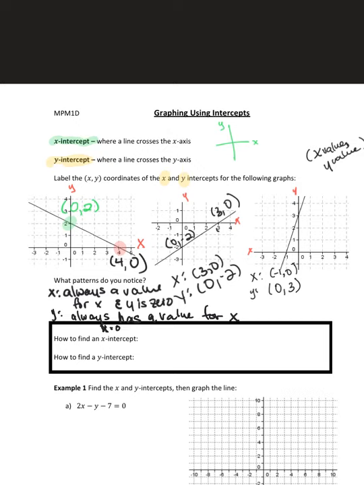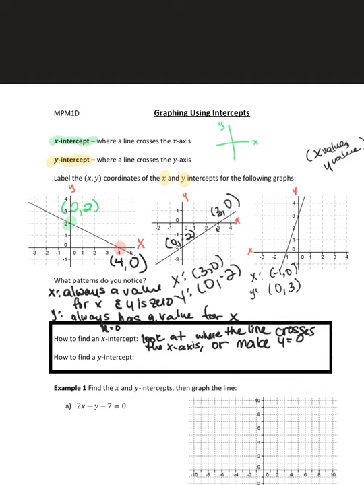And x is 0. So how do you find the x-intercept? To find the x-intercept, you look at where the line crosses the x-axis, or make y equal to 0.